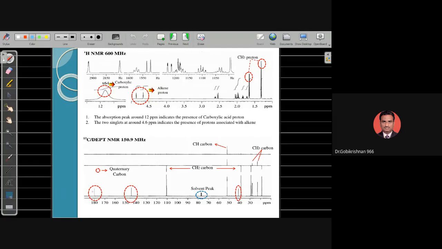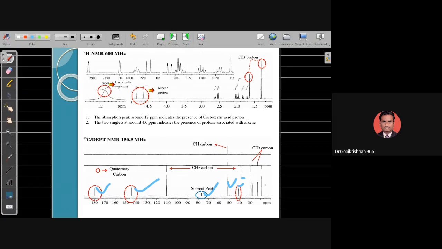What is the total number of carbons present here? 1 and 2, and this one is a 3 and 4, 5, 6, 7, 8, 9, 10. Okay, 10 carbons are there. 1, 2, 3, 4, 5, 6, 7, 8, 9, 10, 11 carbons are there totally.